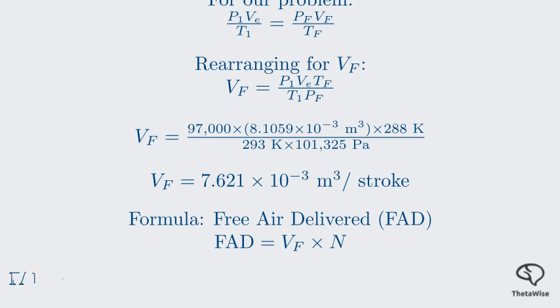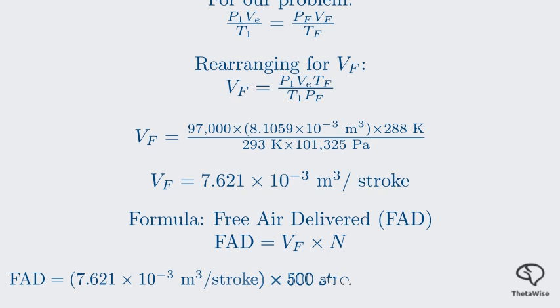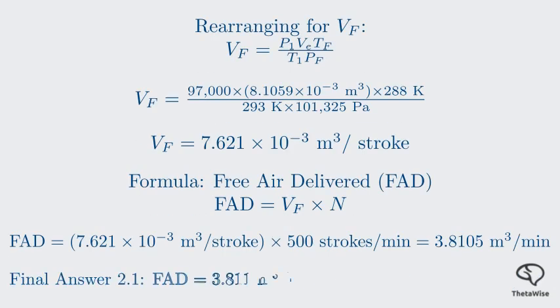FAD equals 7.621 times 10 to the negative 3 cubic meters per stroke, times 500 strokes per minute. This calculation gives us a free air delivered of 3.8105 cubic meters per minute. The memo's answer is 3.814, which is very close. The difference of about 0.035 cubic meters per minute is entirely due to the cumulative effect of the memo's slight rounding errors. For the final answer, let's round our more precise result to 3 decimal places. The final free air delivered is 3.811 cubic meters per minute.